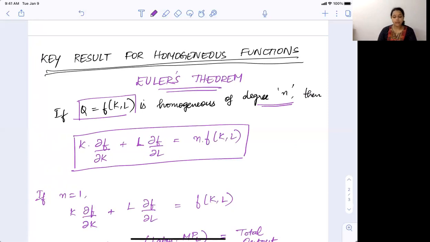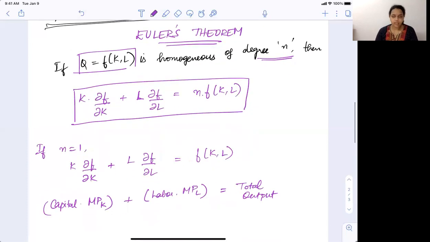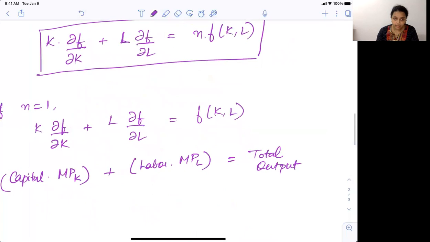And if you recall, we actually proved this when n was 2 in one of the examples in the isoquant video. So that was a homogeneous production function of degree 2, and we were actually able to prove this particular Euler's theorem there. Now, we're not going to go into the intuition behind this or how it came to be, but I'm just showing you that this is the theorem.